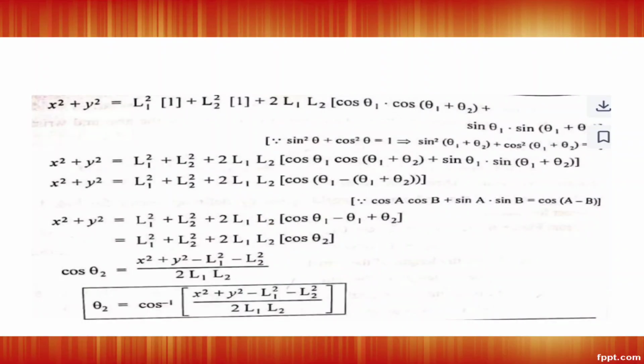After all this derivation, we get the value of theta 2 equal to cos inverse of x square plus y square minus L1 square minus L2 square, the whole divided by 2 L1 L2. So that's all about the forward and inverse kinematics of 2 degrees of freedom. Hope you all understand. Thank you.